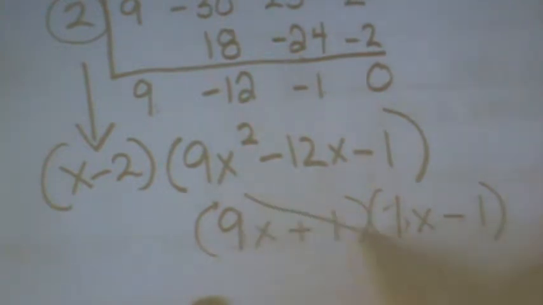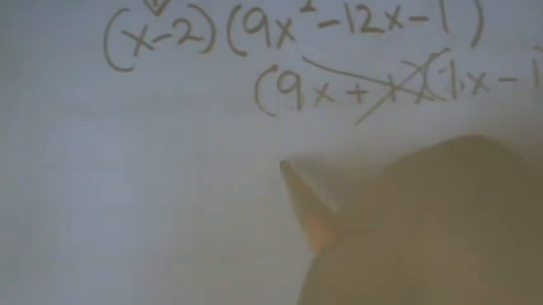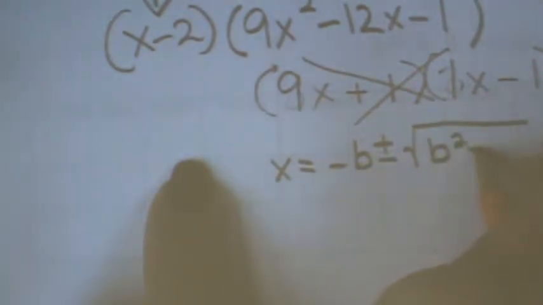No, this isn't going to work. We're going to have to use the quadratic formula. So, what is the quadratic formula? If it's not factorable, guess what? More than likely, it's an irrational. These are two irrational zeros. So you get negative b plus or minus the square root of b squared minus 4ac all over 2a.